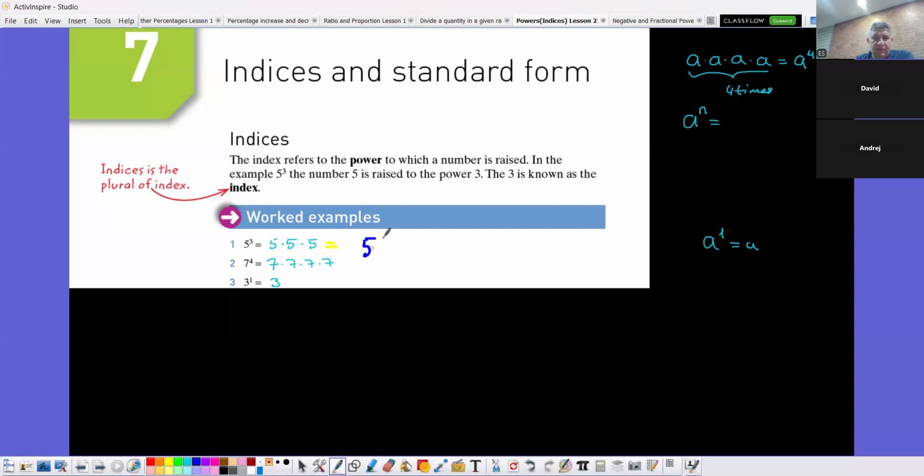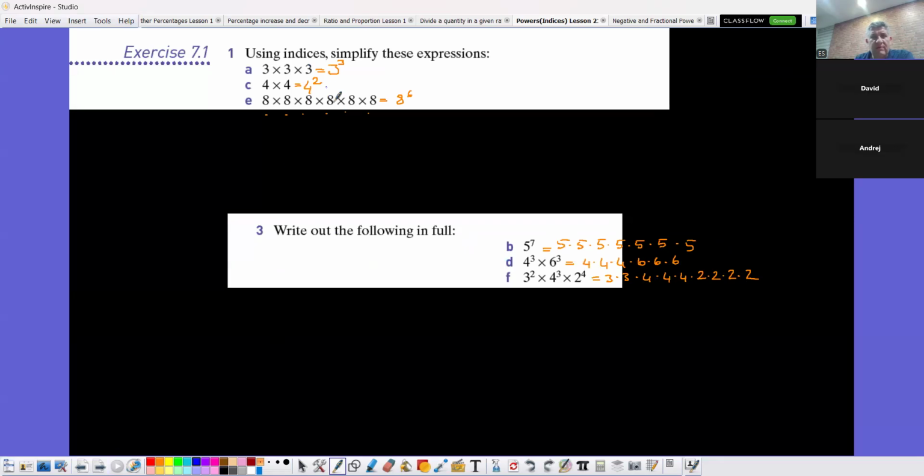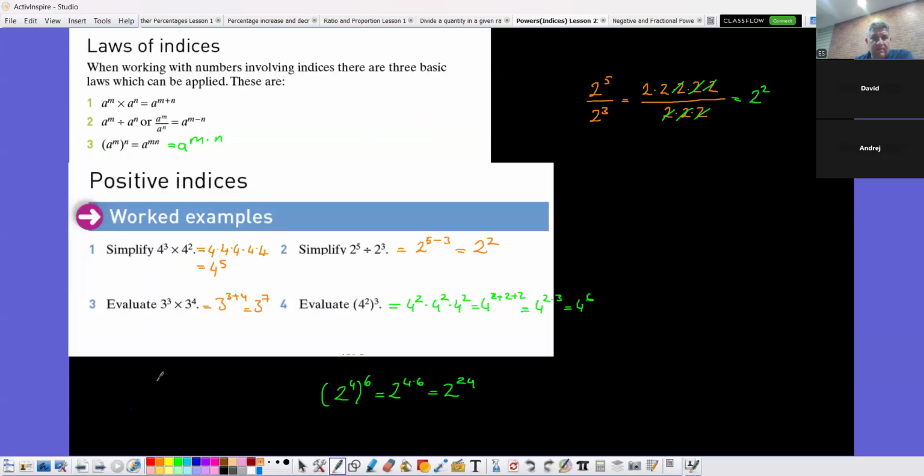When you are talking about 5 to the power of 3, it means that you should multiply the 5 by itself 3 times, which is 5 times 5 times 5, or 7 to the power of 4, as you see. These are simple, but when you see this kind of question in the exam, you are going to count how many. You have 8 here. There are 6 8s. So the answer is going to be equal to 8 to the power of 6.